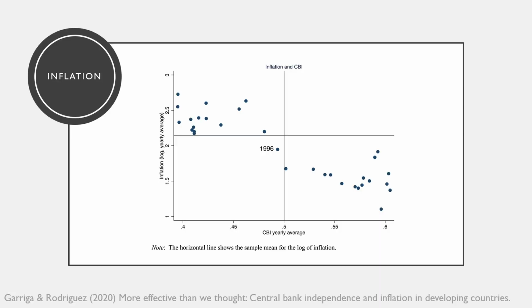And in fact, this is not just a theoretical argument. When we look at the data, on the horizontal axis, we have an index for central bank independence. That's what CBI stands for. And then on the vertical axis, we have the inflation rate. And we find a very clear negative correlation. More central bank economic independence leads to less inflation.